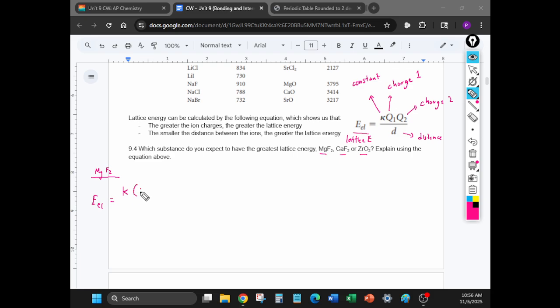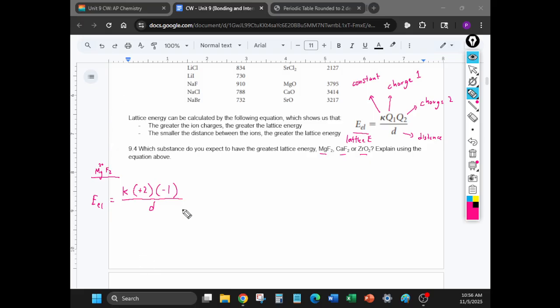It's positive 2. Okay, because Mg is plus 2. And then what's the charge on F? -1. I know there's 2 of them, but we're just going to be looking at one of the charges. So -1. Okay, divided by distance. Why do we just look at one of the charges?